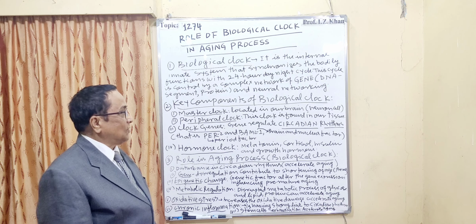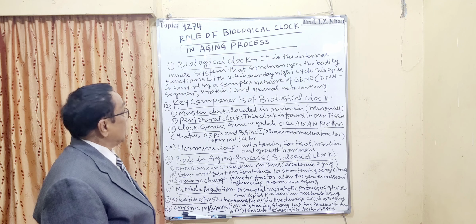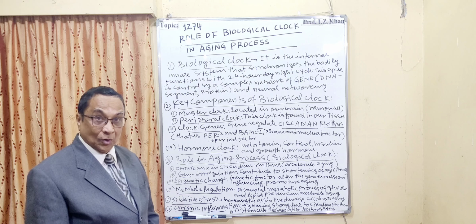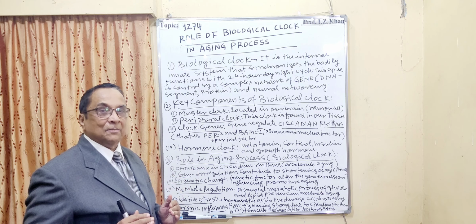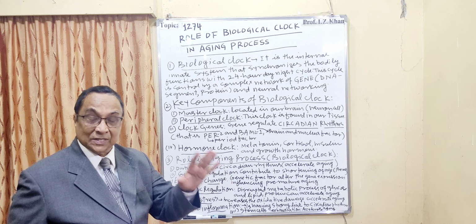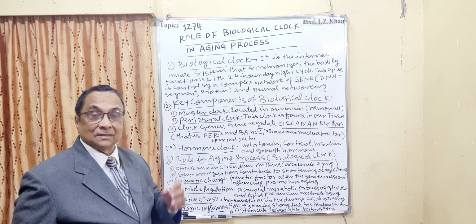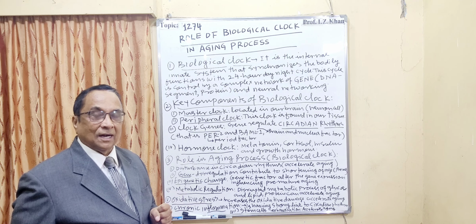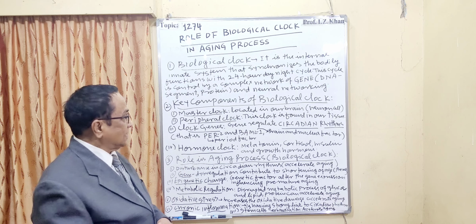Number two, peripheral clock. This clock is found in our tissue, body tissue. That is called the peripheral clock. They are all components of the biological clock. Biological clock itself is not just like a wall clock. It has different components. And after this, I will go to another clock, which is involved in the aging process, called the internal clock, and that I will be discussing later on.